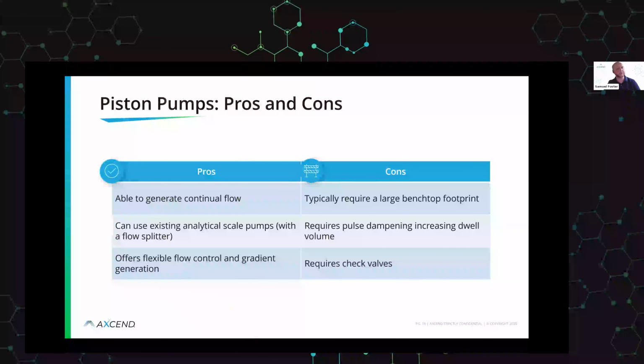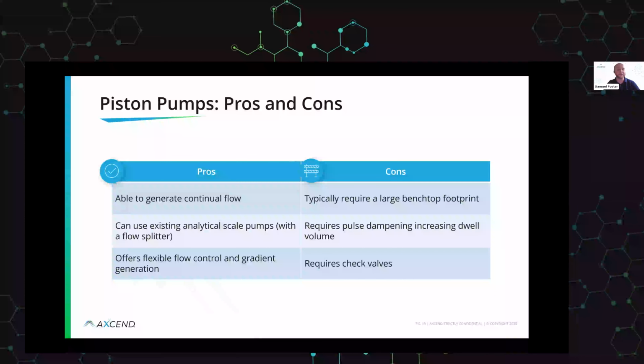So in terms of pros and cons, we are able to generate continual flow, although in this case, it's not pulseless. We have to employ pulse dampeners, which add to our dwell volume. Additionally, we can use existing analytical scale pumps with a flow splitter. So that's great. You don't need to buy additional instrumentation. And these offer flow control. So the other two that we'd previously discussed are typically pressure controlled. In this case, we're able to do flow control. We're able to do gradient generation. I think most of us, if you've used these types of pumps, know it's fairly simple. You plug in what you want and don't think about it. It's pretty simple and straightforward.